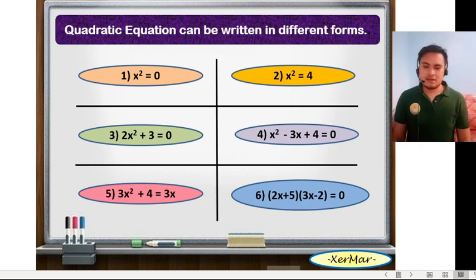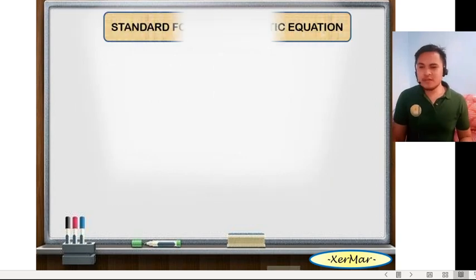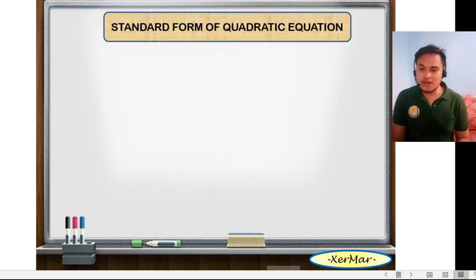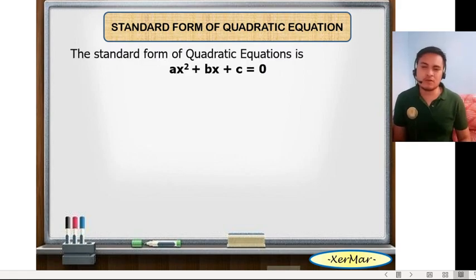So again, all of our given are examples of quadratic equations but written in different forms. Okay? So now, since we have different forms of a quadratic equation, we have this one form that is commonly used in a quadratic equation. And we have this standard form of quadratic equation. Pero ano nga ba ang standard form ng ating quadratic equation? Okay? The standard form of a quadratic equation is ax squared plus bx plus c equals 0.